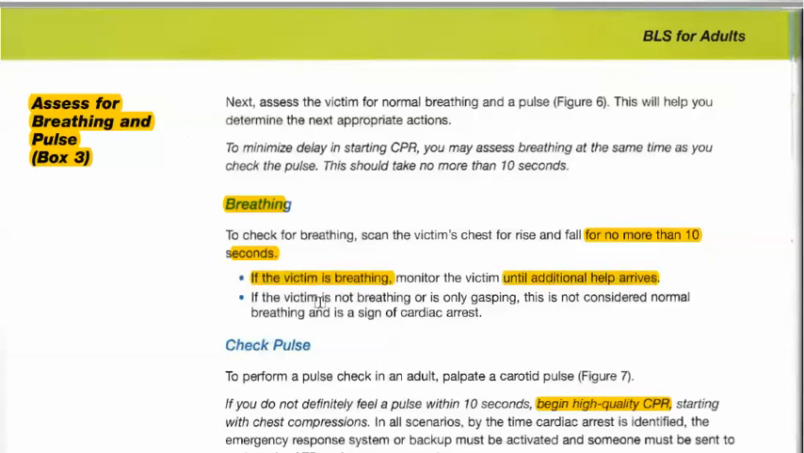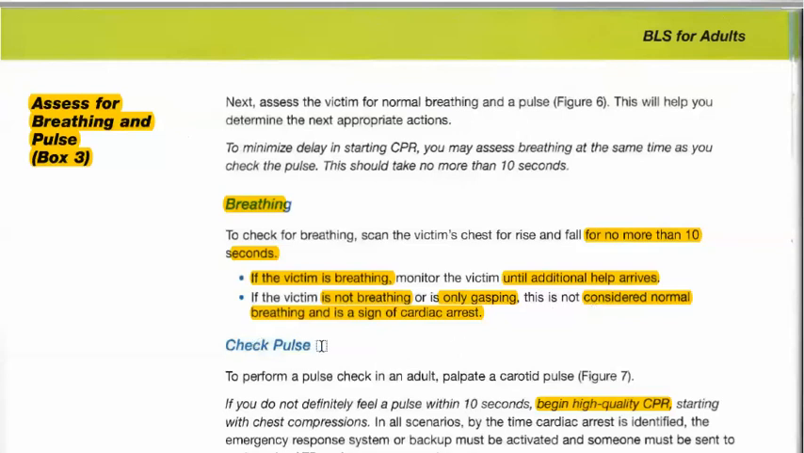If the victim is not breathing or only gasping, it's very important. This is a question in the BLS exam. Gasping is not considered normal breathing, and it is a sign of cardiac arrest. This is for breathing. If the victim is breathing, monitor the victim until additional help arrives, and if not breathing or only gasping, this is not considered normal breathing and is a sign of cardiac arrest.